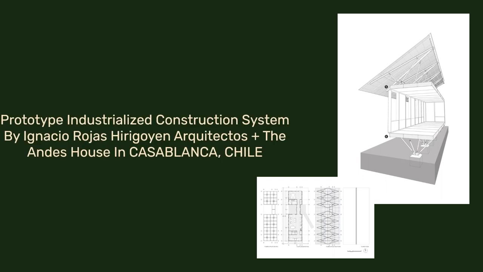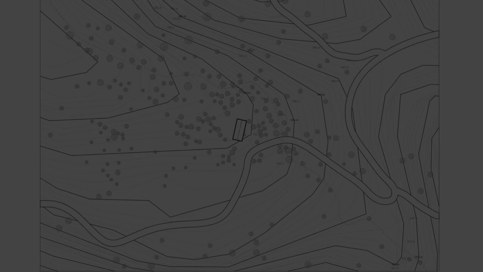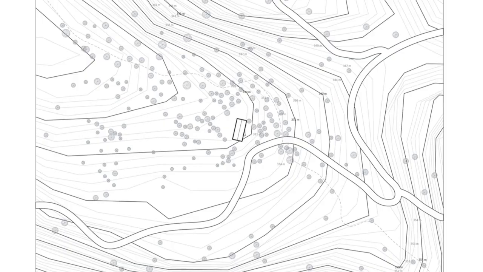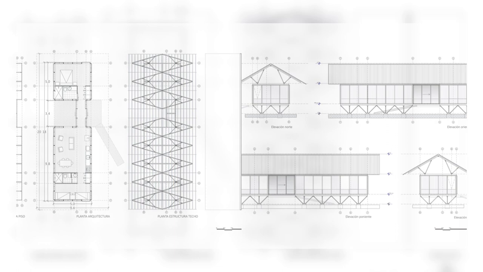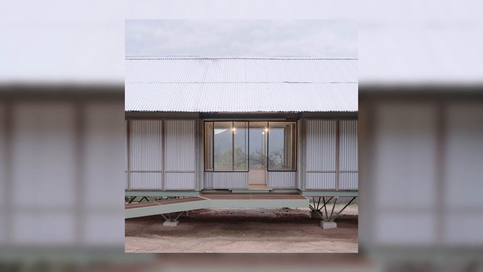Prototype Industrialized Construction System by Ignacio Rojas Hirigoyen Arquitectos plus the Andes House in Casablanca, Chile. Pandemics, wars, social unrest, economic crises, price hikes, scarce labor, and materials. The construction industry is in crisis.